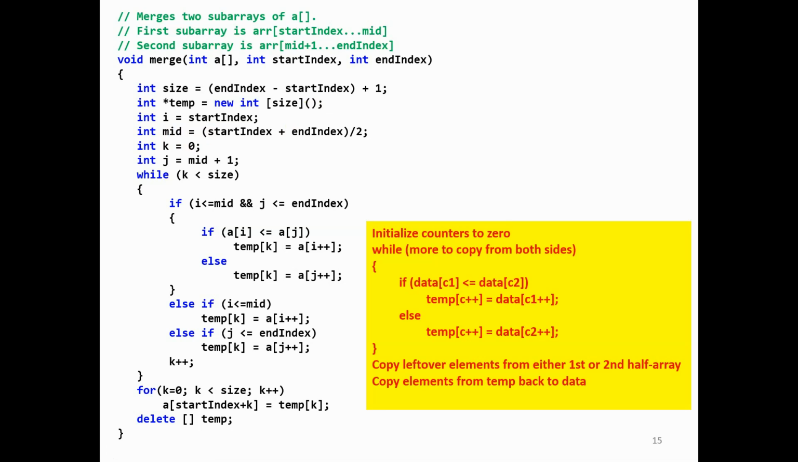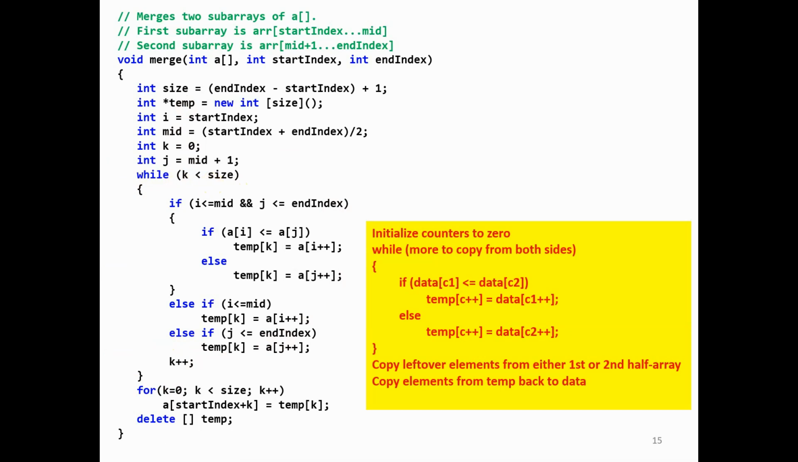Okay, and then, similar to the previous example, we're going to have three different variables. One is i for the first subarray, one is j for the second subarray, and one is k for this new array that we allocated. And what we're going to do is going to be very similar to the previous example. The previous example was a for loop. Now we have a while loop. It doesn't matter. You can use either a for loop or a while loop.